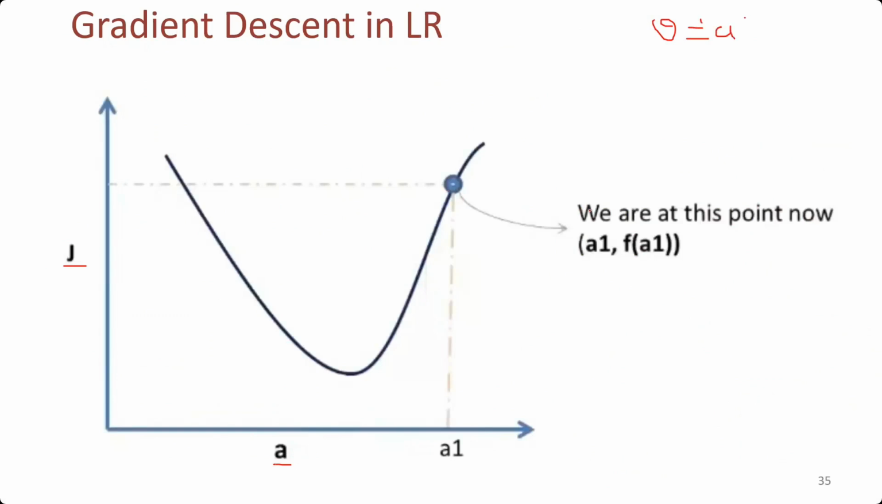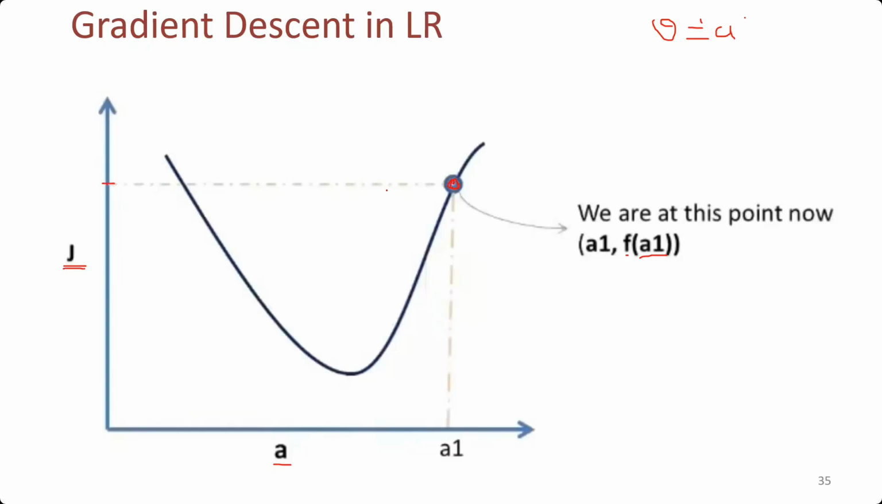So let's say that we are at this point. We have chosen a random value of a, which is a1. For this a1, I'm putting the value of a1 into the function f, and I got this particular value. So at a1, the error, or the cost of my function, would be this one.